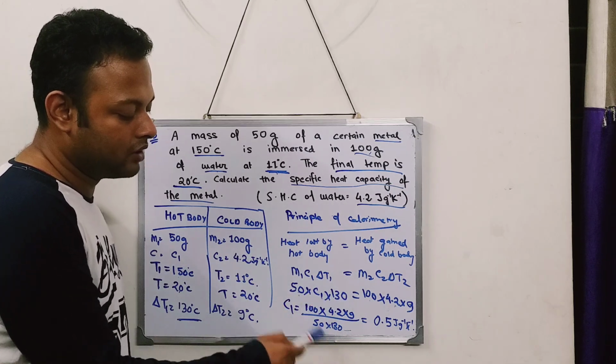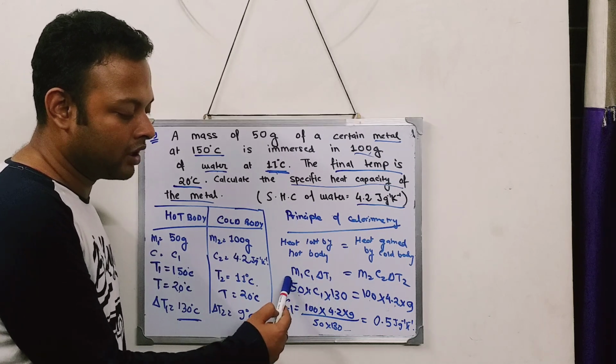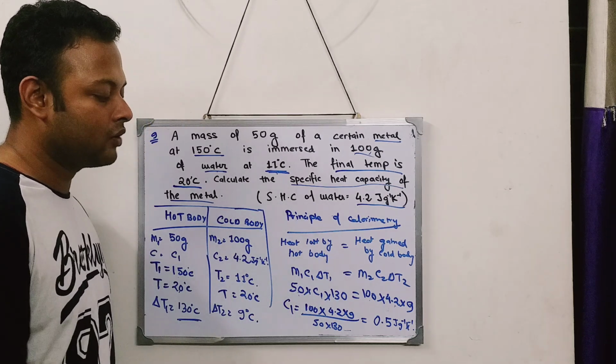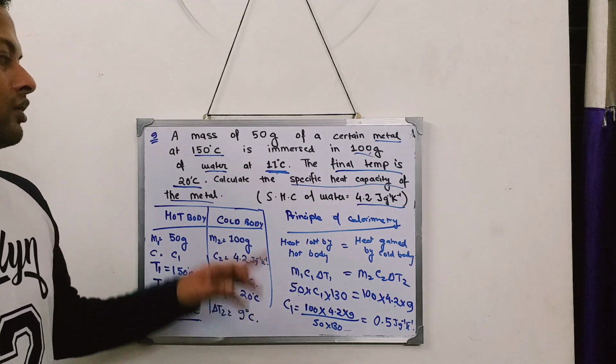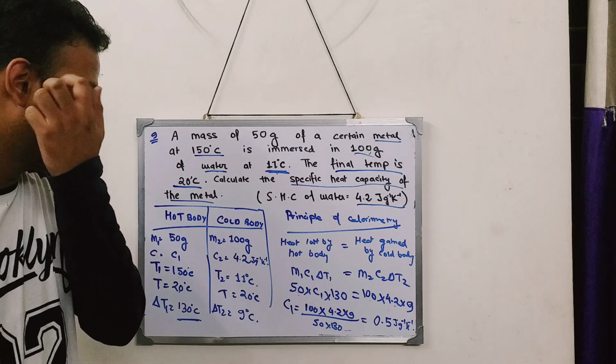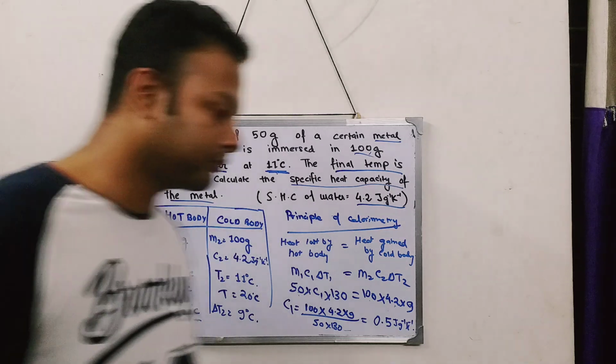Put the values and get the unknown term. C1 is the unknown term, so I'll get C1. After this step, I think it is pure maths: how to find the value of x. Similarly, this question has to be done. So this is the first sum where you use the principle of calorimetry. I hope you understood this sum. Okay.